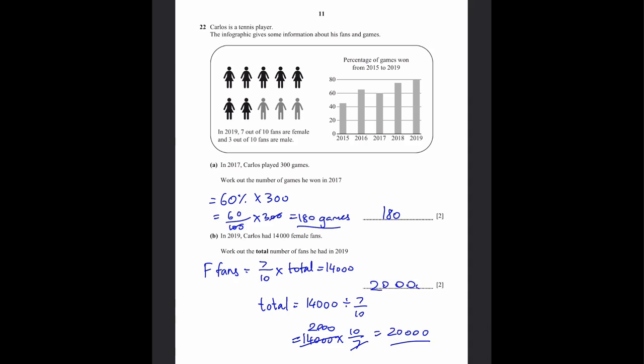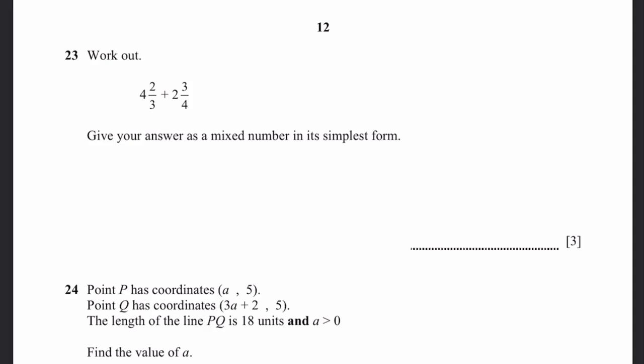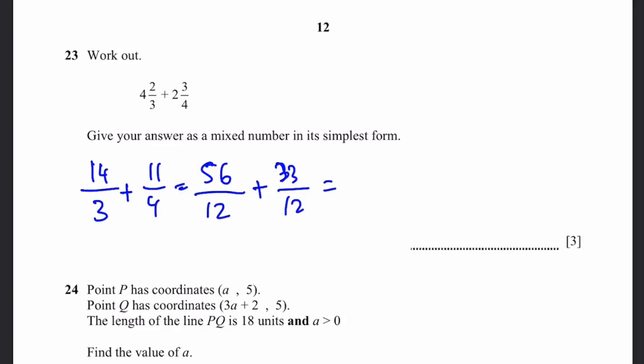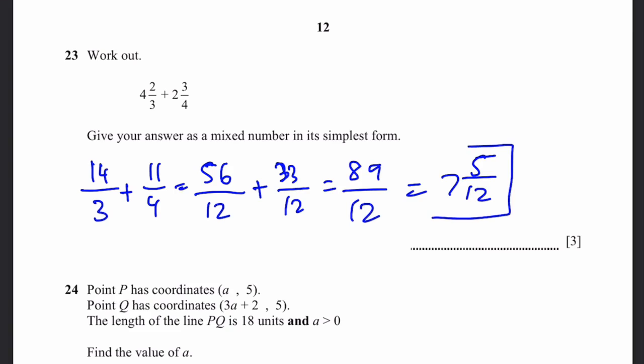That's the answer. Question 23. Work out 4 2 by 3 plus 2 3 by 4. Give your answer as a mixed number in simplest form. We can make these two fractions into improper ones. That'll be 14 by 3 plus 11 by 4. We can multiply by 4 on both sides here. That'll be 56 by 12 plus, multiplying by 3 on both sides here, 33 by 12. That'll be equal to, adding the numerator, 89 by 12, which is equal to 7, 5 by 12. That's the answer, 7, 5 by 12.